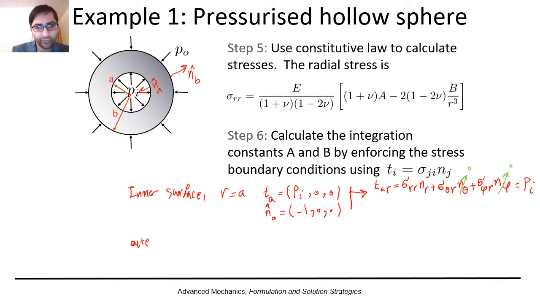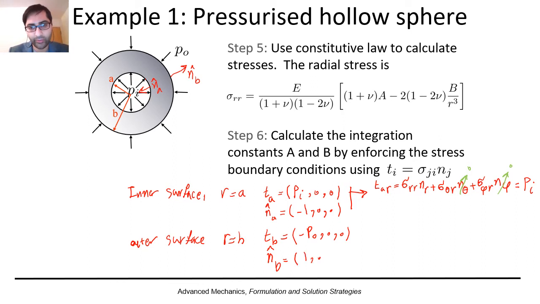For the outer surface, r is equal to b. The traction vector at b is equal to, again the pressure is along the radius, but in the opposite direction. It's toward the center of the sphere. So we have minus po, 0, 0. The normal to the surface there, as I said, is along the radius again and in the same direction. So it's 1, 0, 0.